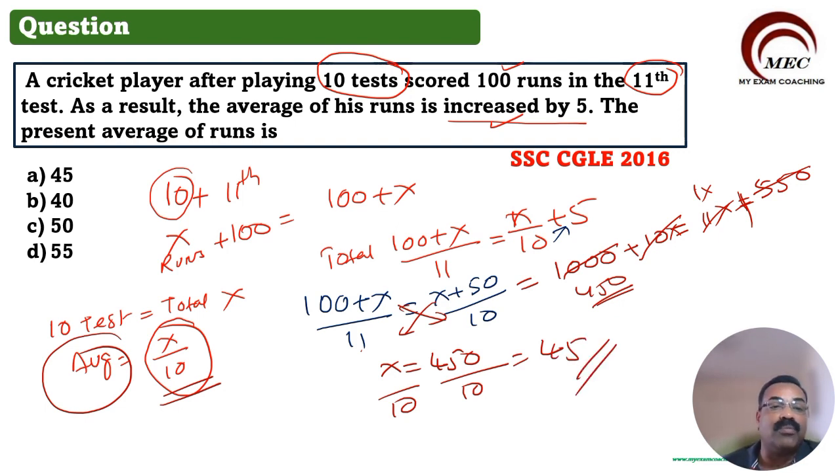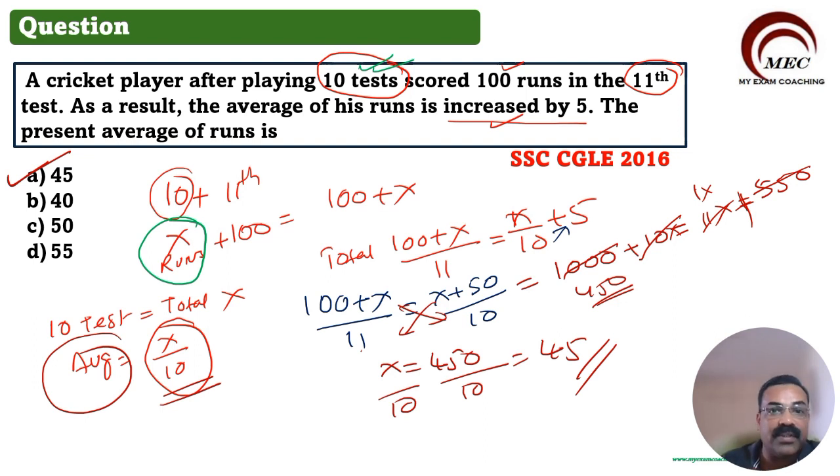Accordingly, you can mark option A as the correct answer. I hope you understood it very clearly. Let me explain it in a different way. What is given is, in the first 10 tests, the cricketer scored some runs. We don't know how many runs. We take that as X runs.